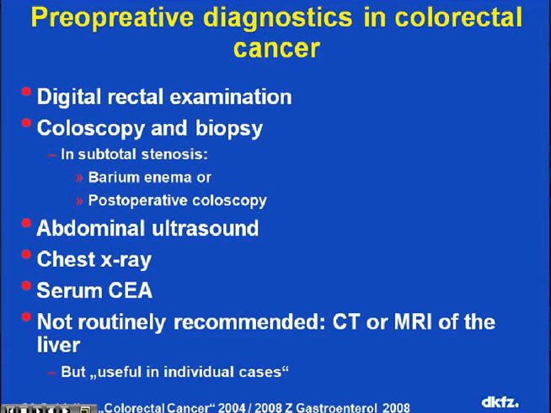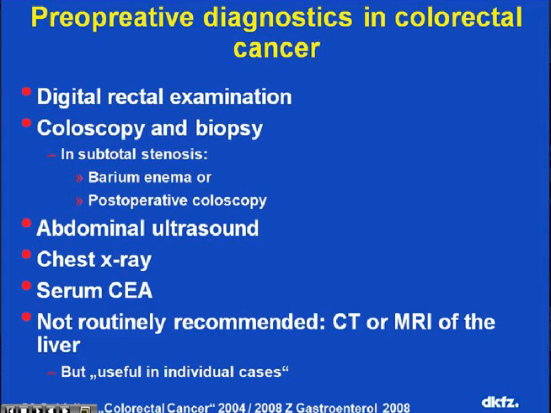There's chest X-ray, serum CA, and not routinely recommended CT or MR of the liver, only in special, not further defined cases. In rectal cancer, I may add that there is additional high-resolution MRI of the pelvis required to determine the local invasion, but again, this does not take care of the liver, so this is the opposite.